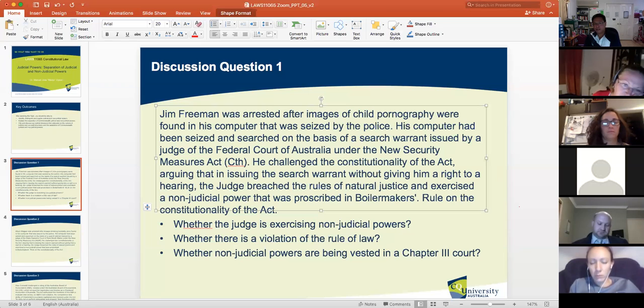So we therefore make the assumption that the vesting of non-judicial powers is not on the Chapter 3 court itself, but on individual judges of the federal court who accept the designation, meaning it is with their consent. So the answer is the act is constitutional following the persona designata rule. Very good. Questions before we move on?